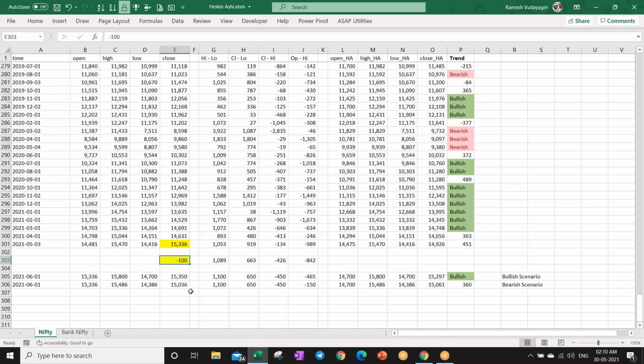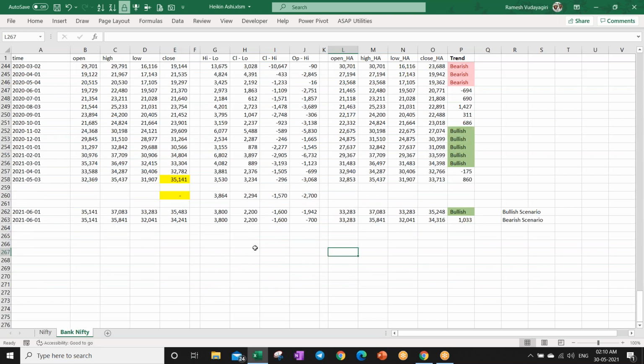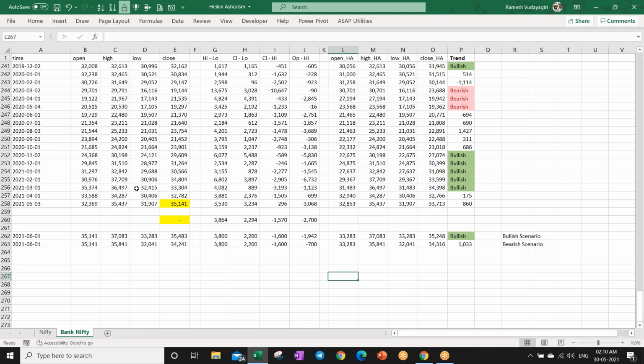Let us move to Bank Nifty. In case of Bank Nifty, I'm doing the same calculation as I did for Nifty. Here the high-low range for the new Bank Nifty has been almost 4,000 points. The difference between close and low is almost 2,200 to 2,300 points, the difference between close and high is almost 1,570 to 1,600 points, and the difference between open and high is 2,700 points.